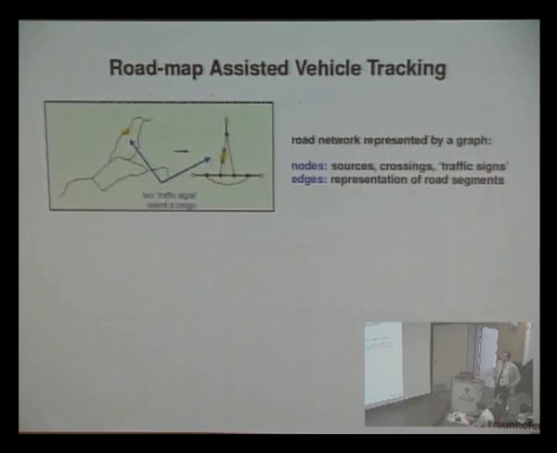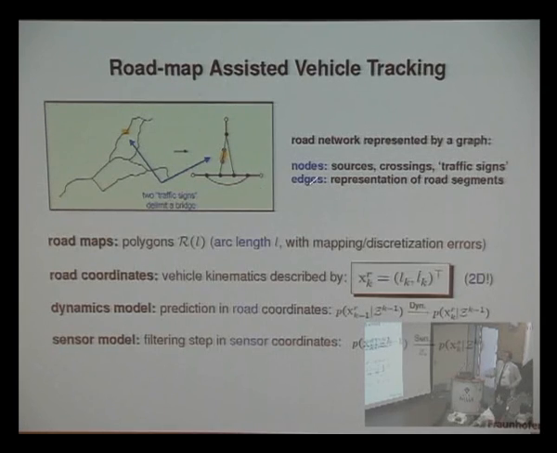I would like to illustrate this, but before I can show another movie, a last movie, I would like to give you an idea of roadmap-assisted vehicle tracking. Typically, in ground surveillance, if there are roads, targets move on roads. So you have to bring the road maps into the tracking algorithm. That's context information, background information that must be used. Typically, a road is represented by such a graph. You have the nodes: sources, crossings, traffic signs.